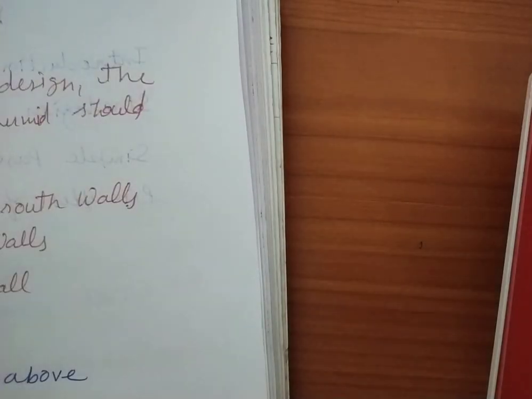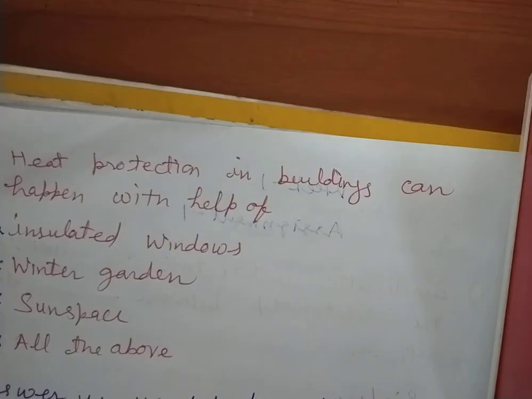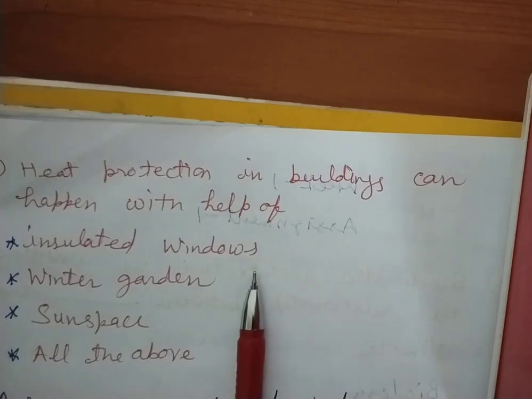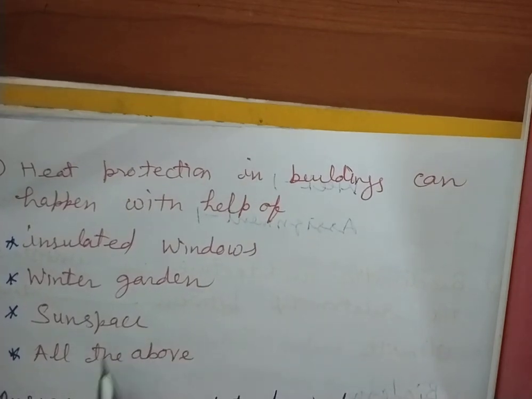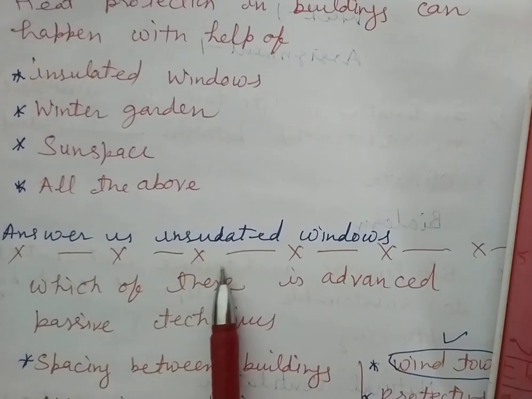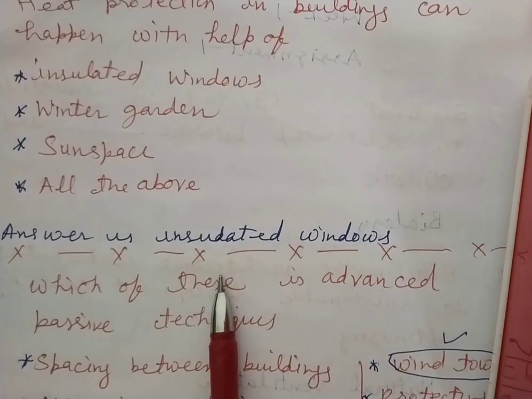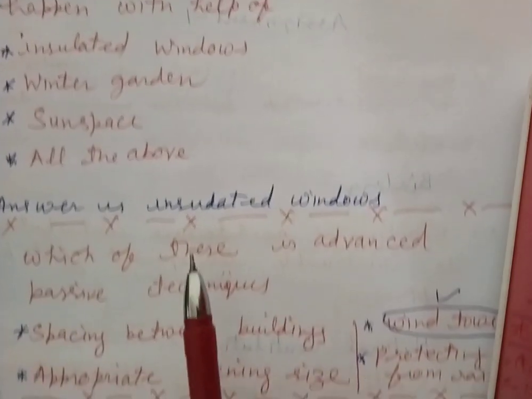Okay, now coming to question number 5. Question number 5 is, heat protection in building can happen with help of insulated windows, winter garden, sun space, all the above. Answer is insulated windows. Heat protection in buildings can happen with the help of insulated windows.